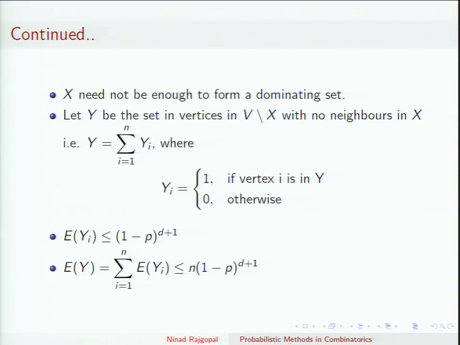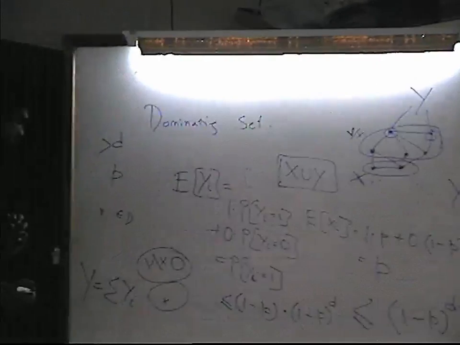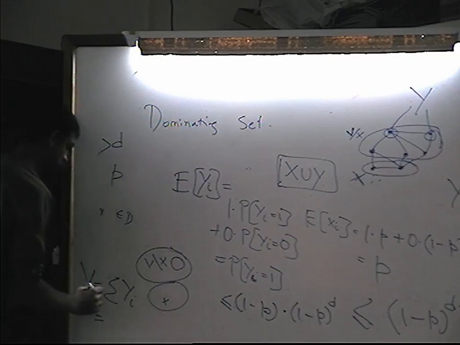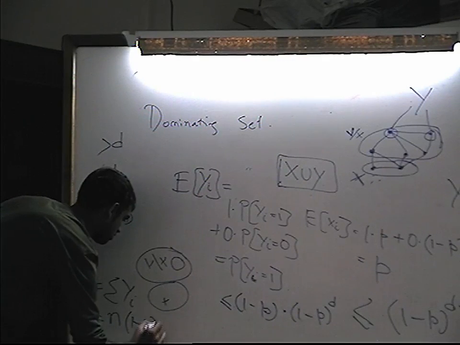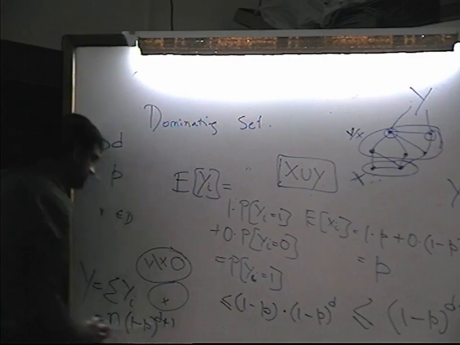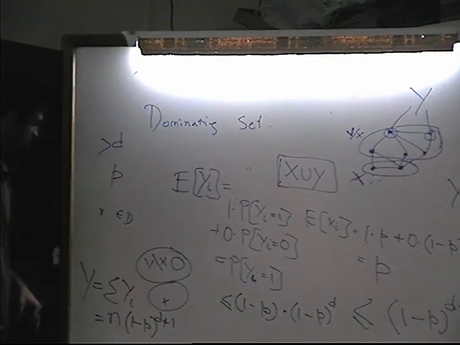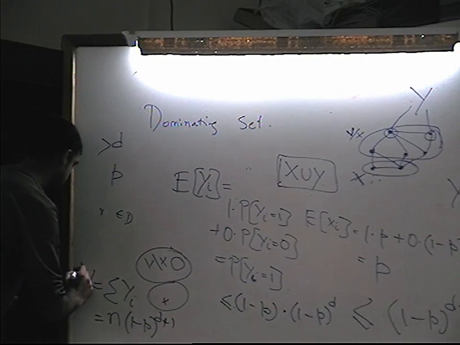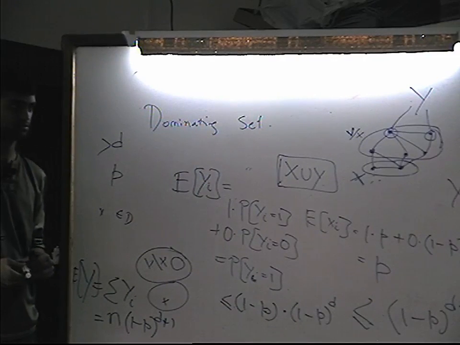So now we use a similar trick once again, where y would be summation yi, where the random variable y would indicate the number of vertices which are present in Y. So this would be n times this. Fine. Is this clear? This comes again from the linearity of expectation.